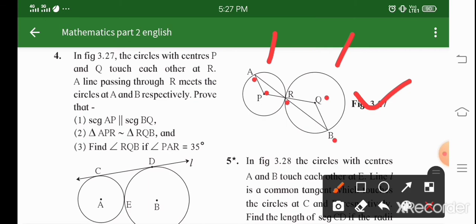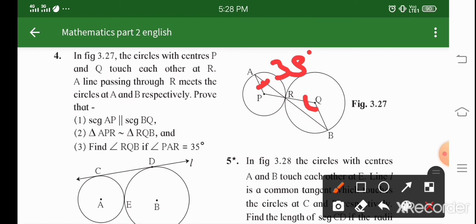Is this clear? So what we have to prove? We have to prove this segment AP is parallel to this BQ. That is the first one that we have to prove. Similarly, we have to prove this triangle is similar to this triangle. And if you have proved this, then we'll have to do the third one, that is, find the measurement of the angle RQB. That means this value we have to find, and they have given the value of this as 35. Okay, so let's start with this question.